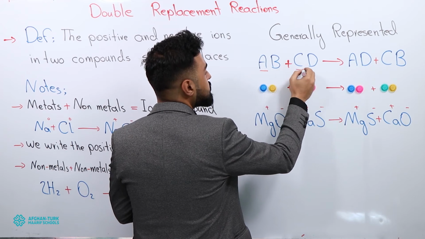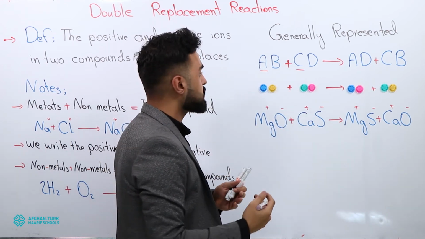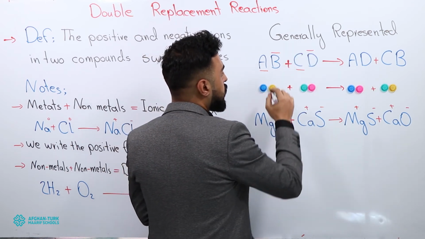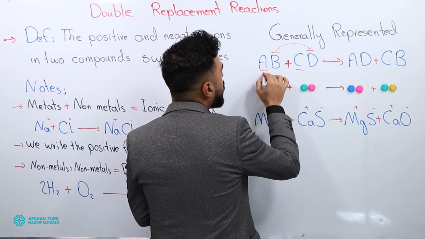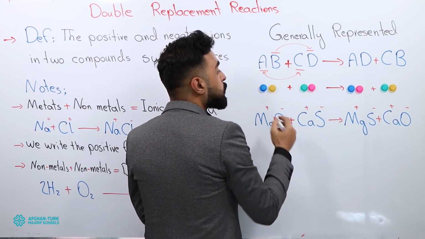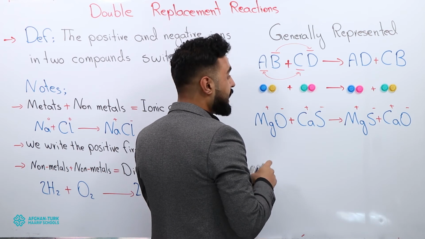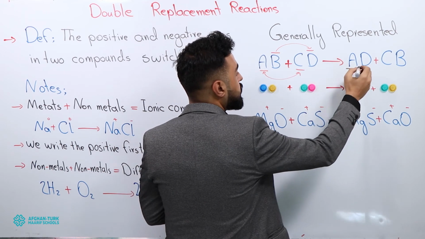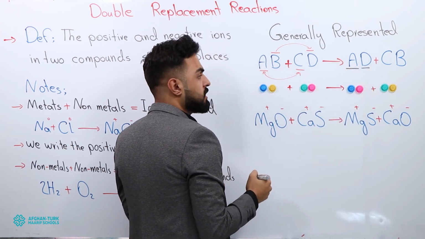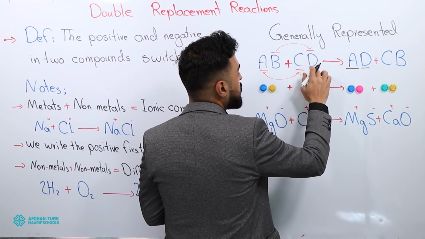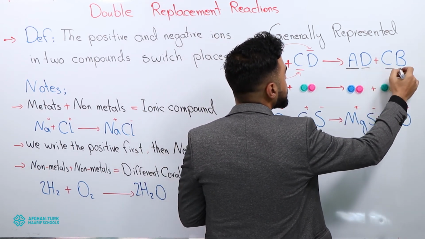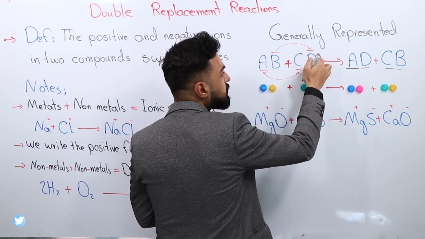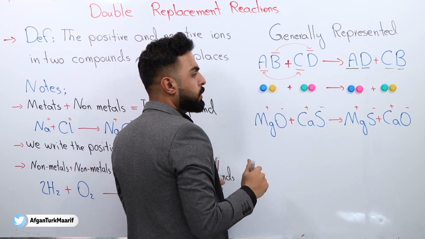A and C, both of them are the positive ions, and B, D are the negative ones. So these two or these two switch their places. If you see, we have the A here, A with B, but here A is with D. Here we have C with D, but here we have C with B. It means that B switches its place with D, or A switches the place with C.